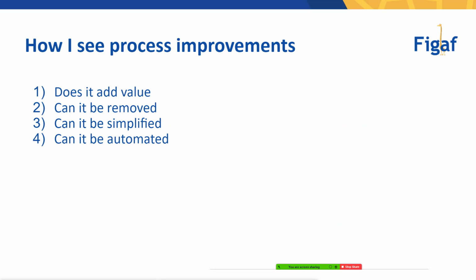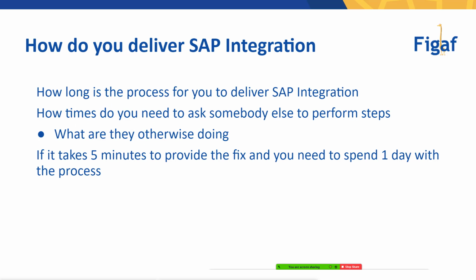And obviously a little about how I see it. So when we're talking about delivery processes, there's a lot of things that you can consider in this process. Does it add value? Can it be removed? Can we simplify it? And can we automate it? And I think you need some of all of these to be able to deliver integration easier. And if we just look at your delivery process, how you are delivering SAP integrations.